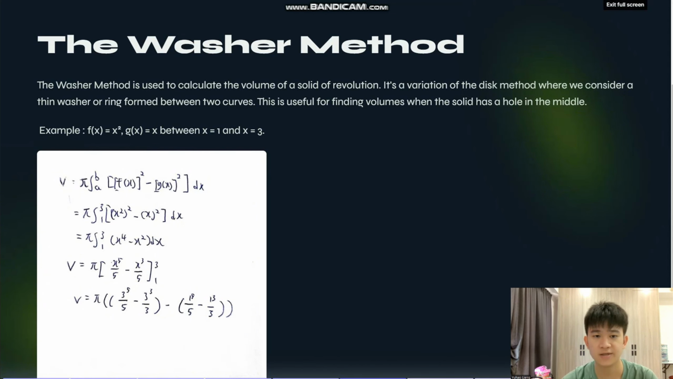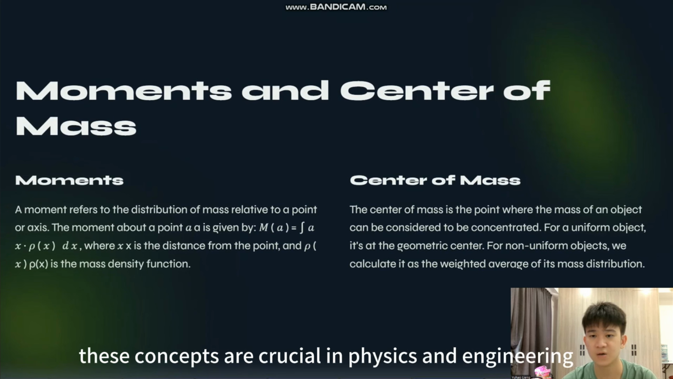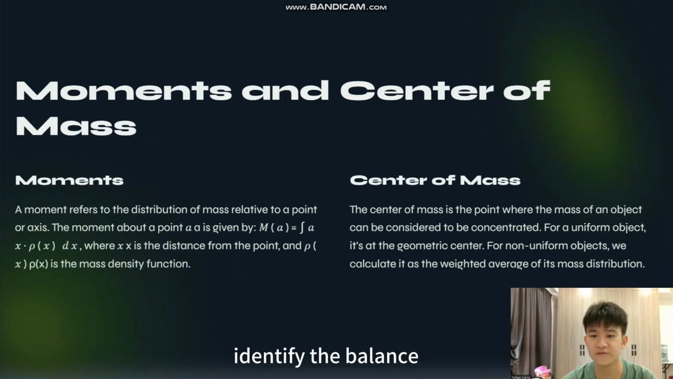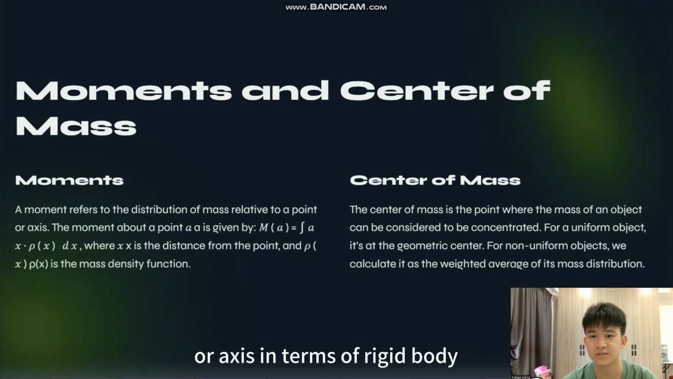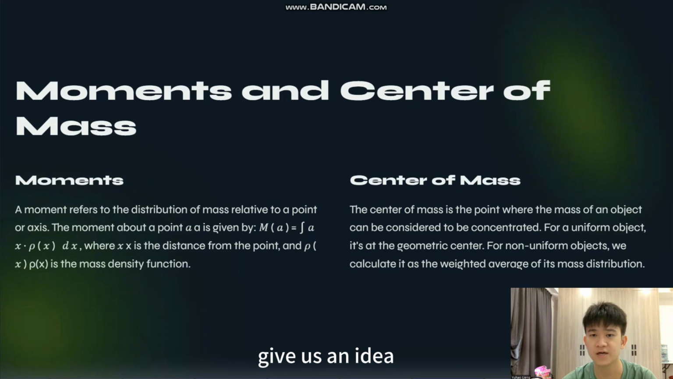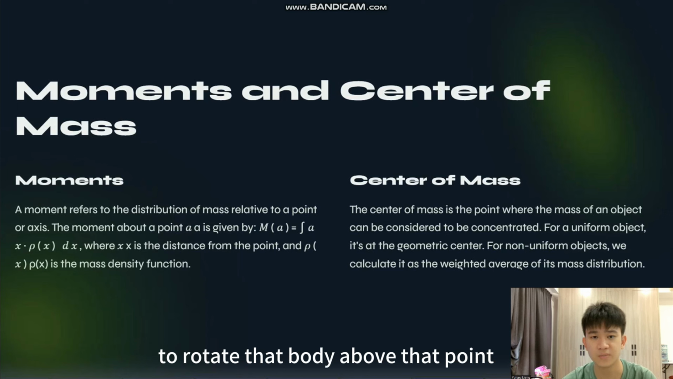And finally, let's discuss the moment and the center of mass. These concepts are crucial in physics and engineering, as they help describe the distribution of mass and identify the balance point of an object. A moment refers to the distribution of mass relative to a point or axis. In terms of a rigid body, the moment of a mass distribution about a point gives us an idea of how much force would be required to rotate that body about that point.